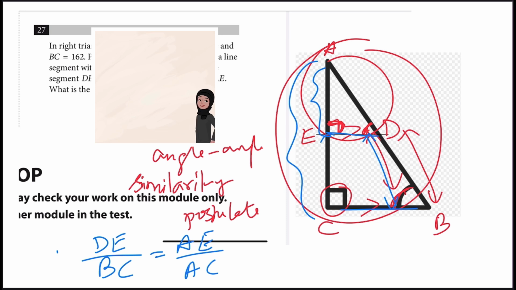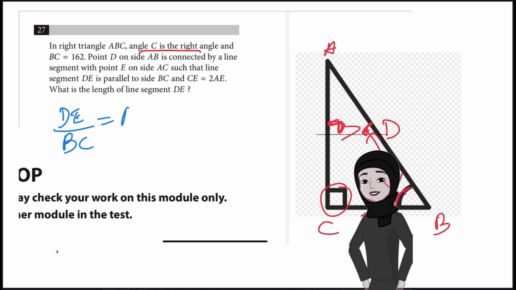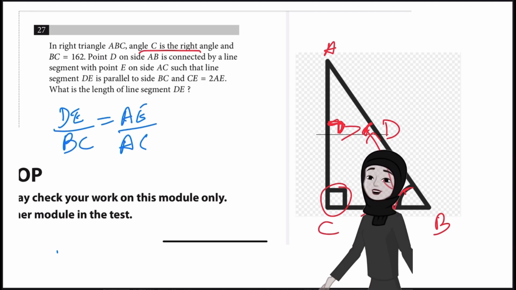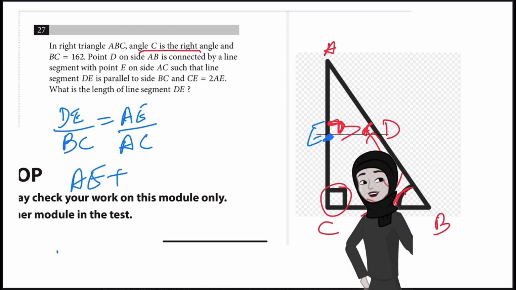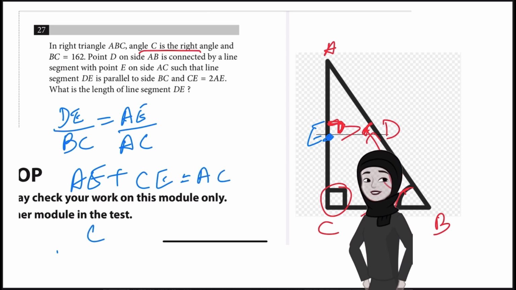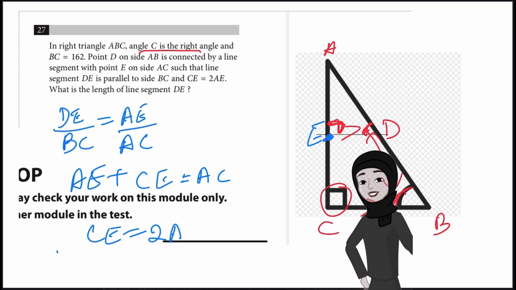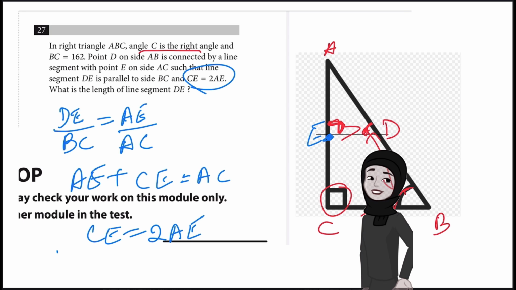Since point E lies on side AC, AE plus CE is equal to AC. So DE by BC is equal to AE divided by AC. It's given that CE is equal to 2AE.